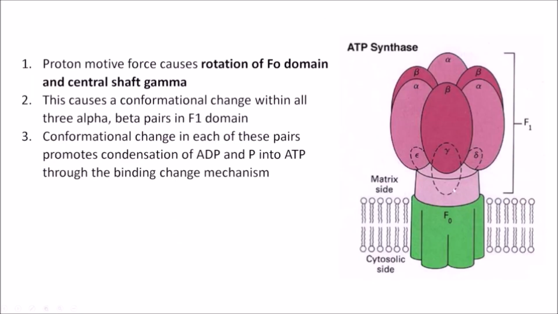Here, this diagram breaks it down into its different subunits and kind of just gives a different look at it. And so this cytosolic side is actually where the protons will come in. They'll come in here, change the conformation of this. This will turn, and then up here, these alpha and beta pairs will change conformation and kind of force the ADP and the phosphate together to create ATP.